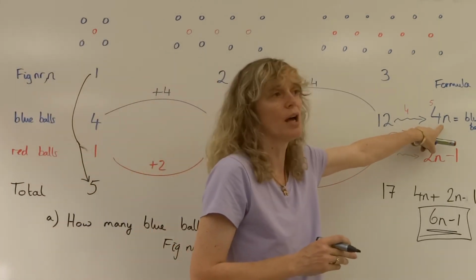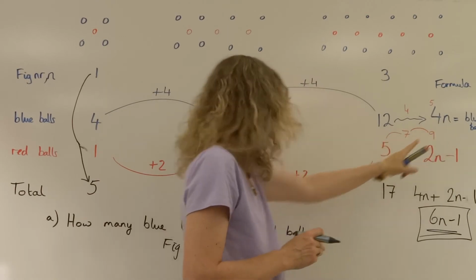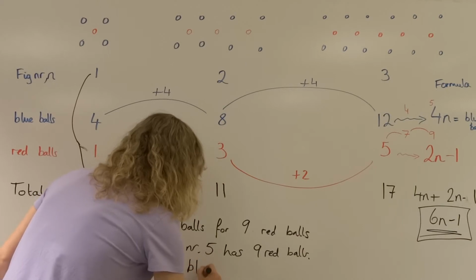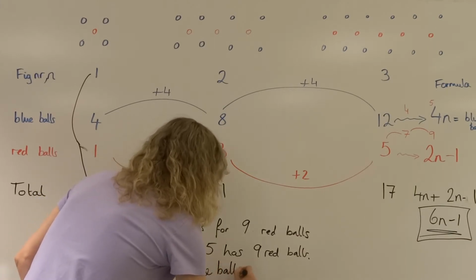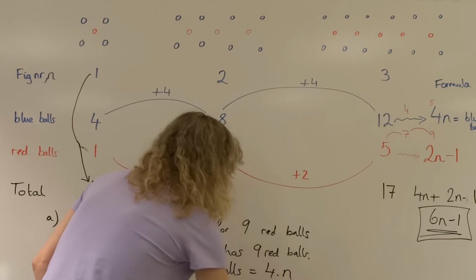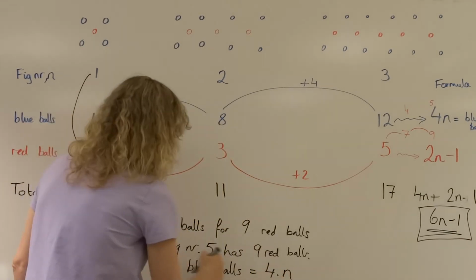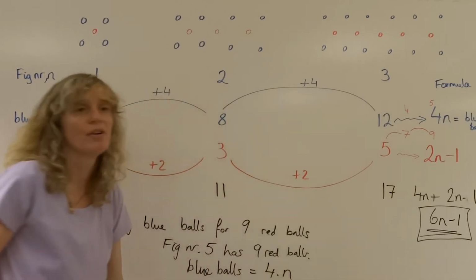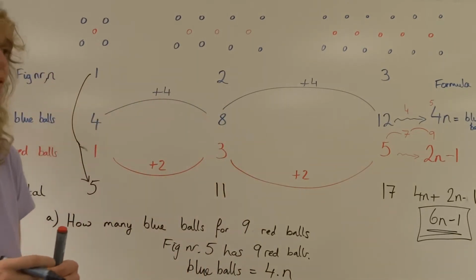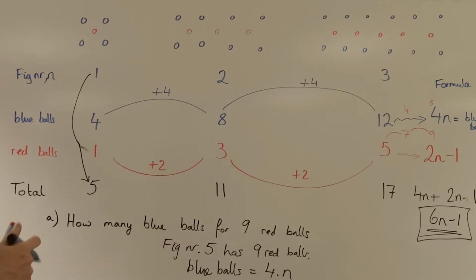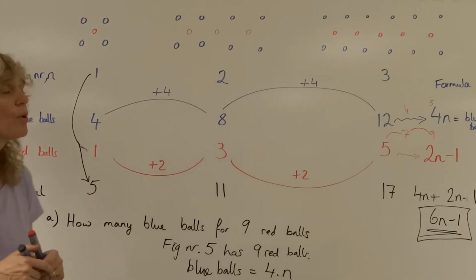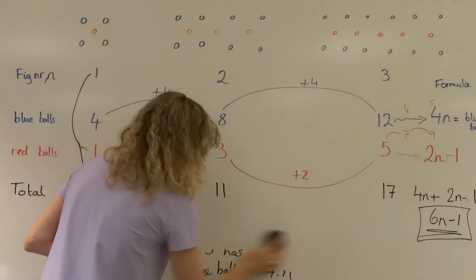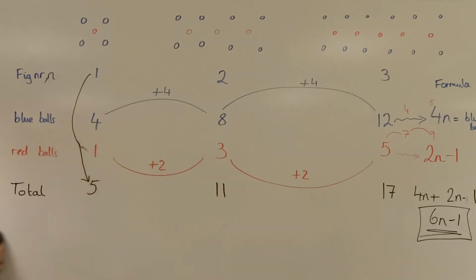How many blue balls would figure number 5 have? We just use our formula, 4 times n. We know that the figure number is 5, so n equals 5. So the blue balls would be 4 times 5, which is 20. So we'd have 20 blue balls in figure number 5. Then it said, how many balls in total would there be in figure number 20? No, in figure number 10.